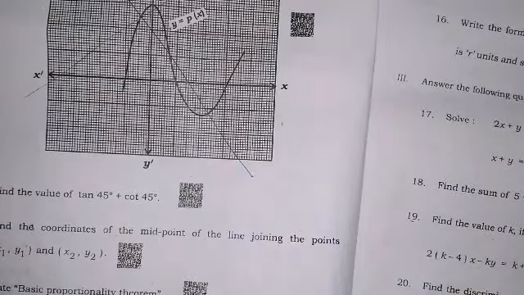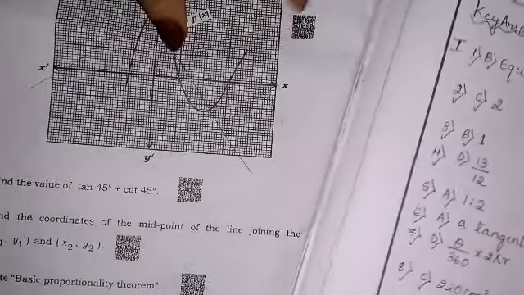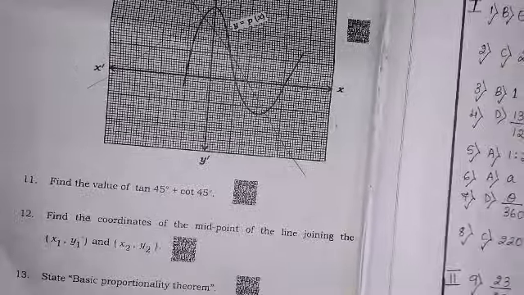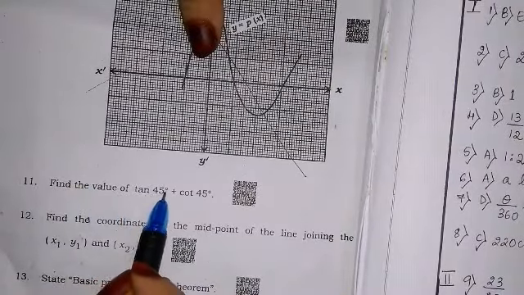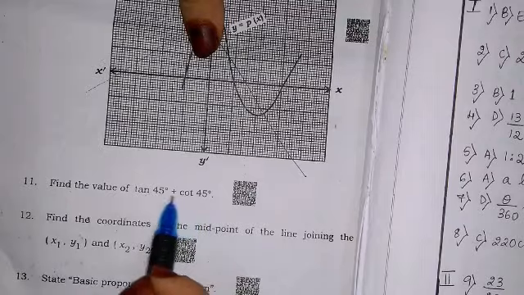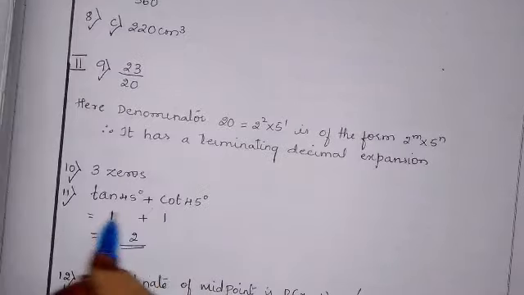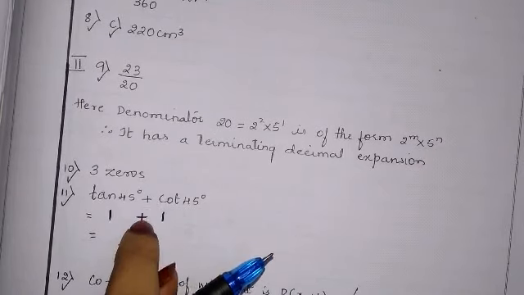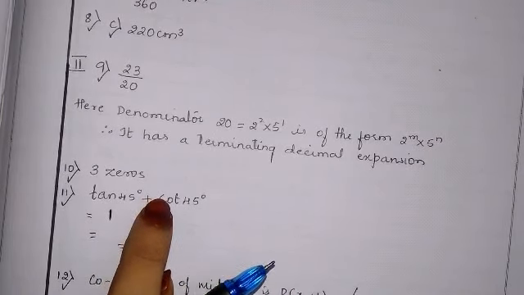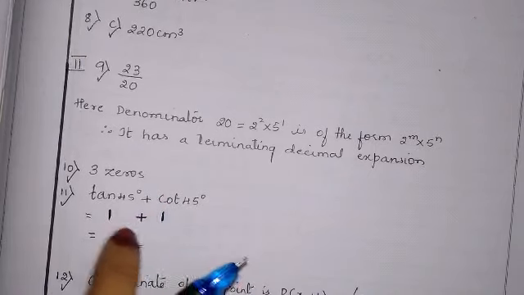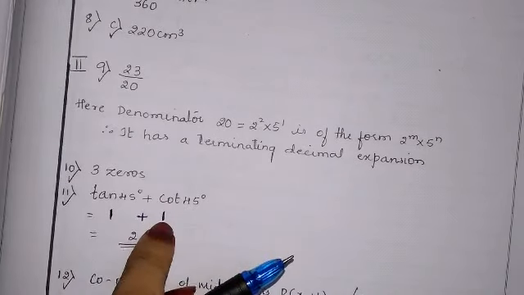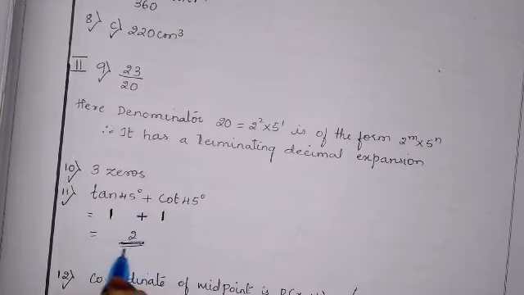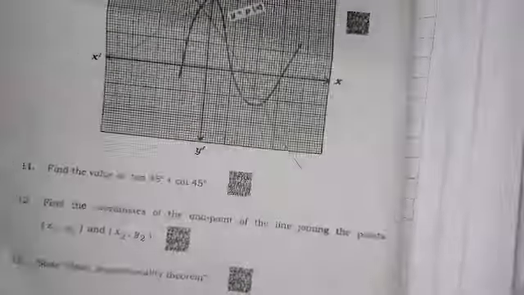Now I have already solved from question number 11. Let me explain my key answer which I have already uploaded. Find the value of tan 45 plus cot 45. Tan 45 is nothing but 1, plus cot 45 value also is 1. To solve this type of problem, you should know the tabulation table very well. So 1 plus 1 is 2. So the answer is 2. Let us see the next question.